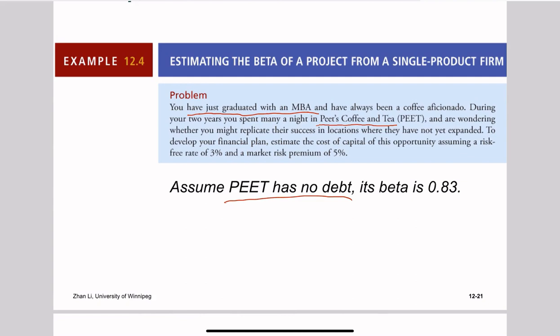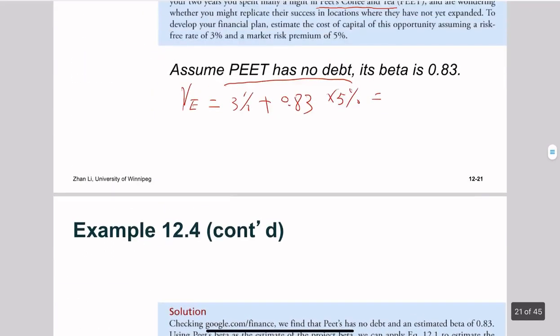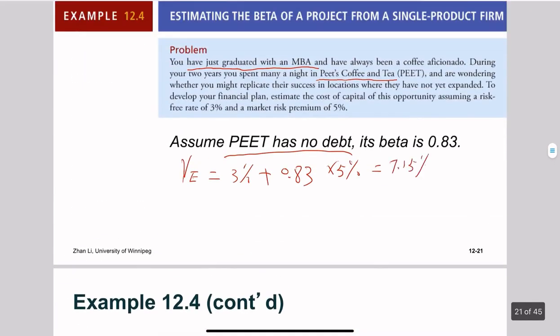So here, the cost of equity for Peet's Coffee and Tea is given by 3% risk-free rate plus the beta, which is 0.87, times a market risk premium, right? So times 7.15%, which equals 7.15%. So because you're also financing your project with all equity, you could just basically use this 7.15% as your project's cost of capital.